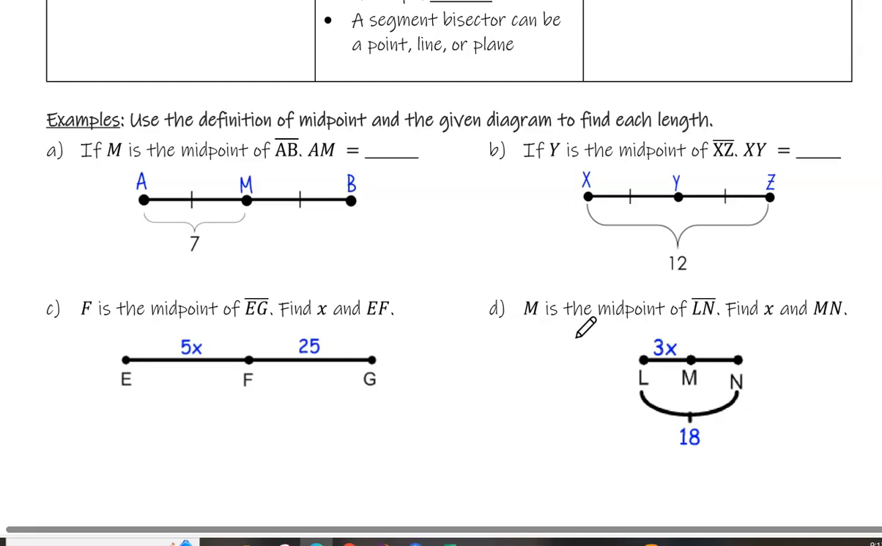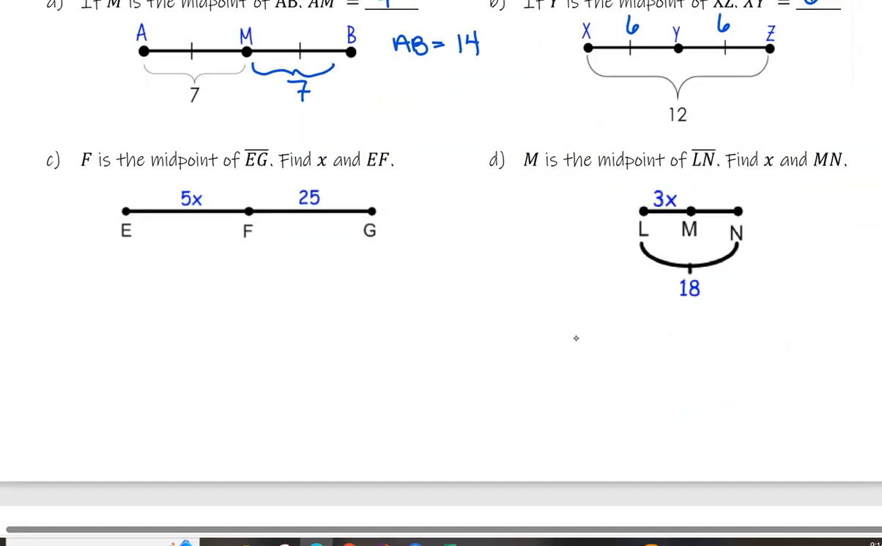Down here, if we look at our picture, M is the midpoint of AB, so that means that this section, notice that they both have the same markings, this would then be 7 as well. So AM is 7, but I think they meant to say AB would end up being 14. Over here, if the whole thing is 12, then what is this section right here? It would have to be 6, just like this side is 6.